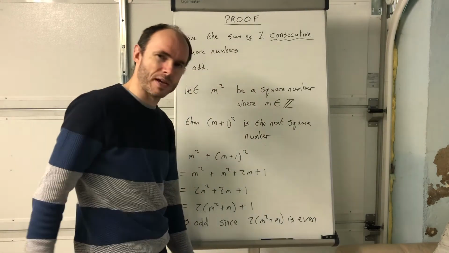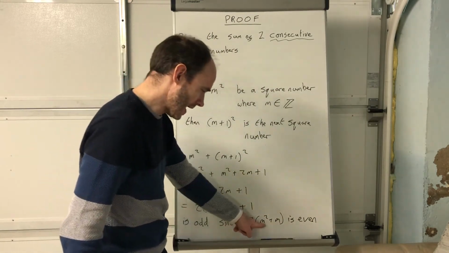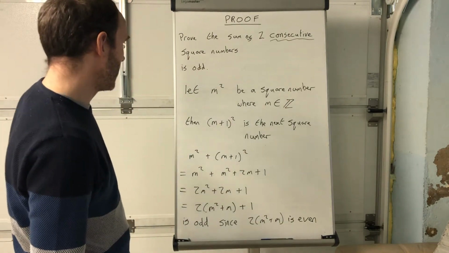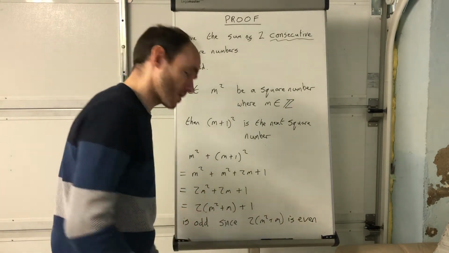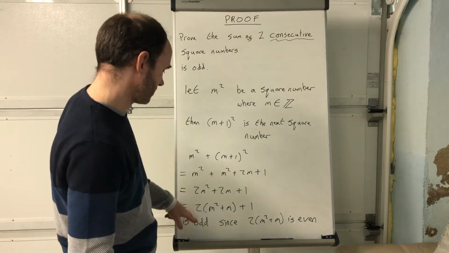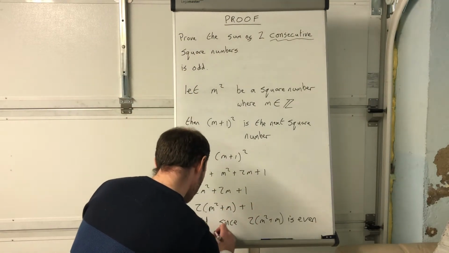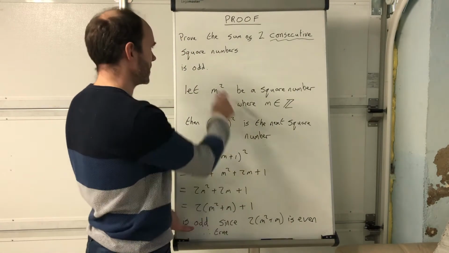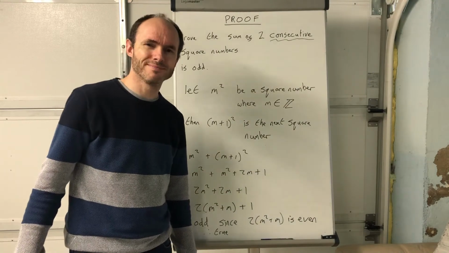If I had more space, I'd probably also include that m squared plus m is an integer as well. Okay, and therefore it's true. Sometimes I put "therefore true." Yeah, I'll put it actually, therefore true. But the statement is odd actually covers it. Okay.